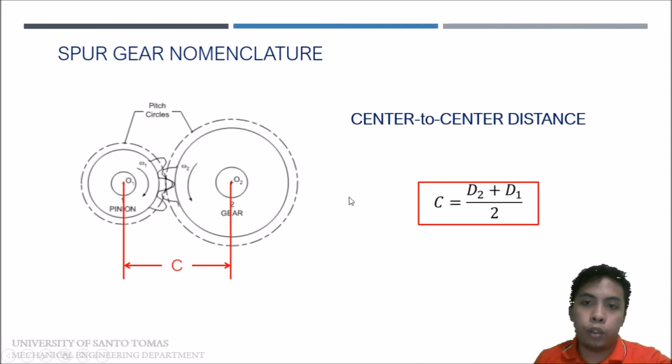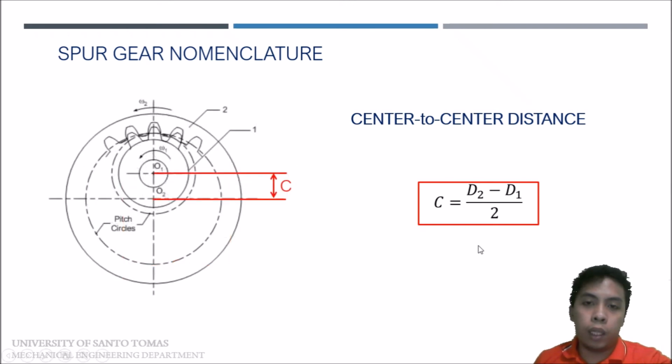Next, for the center to center distance, you can see here that this image is an example of an external spur gear. Its teeth are on the outside, no? So it is calculated by adding the diameter of the driven gear and the driving gear, divided by 2.